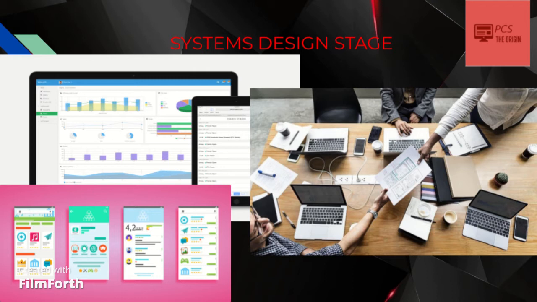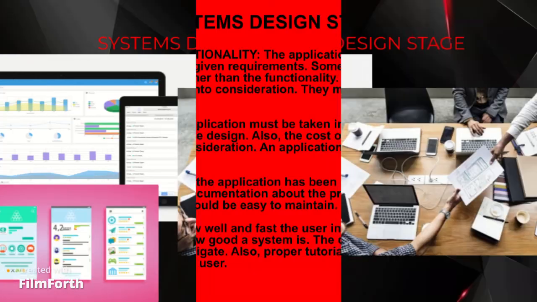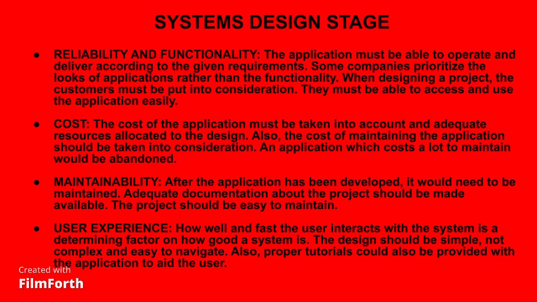The design stage will make use of systems analysis to break down the application into different components to find out how they interact according to the given requirements. Several things are taken into account when designing the application system, like the reliability and functionality, the cost of the application, the maintainability, and the user experience.